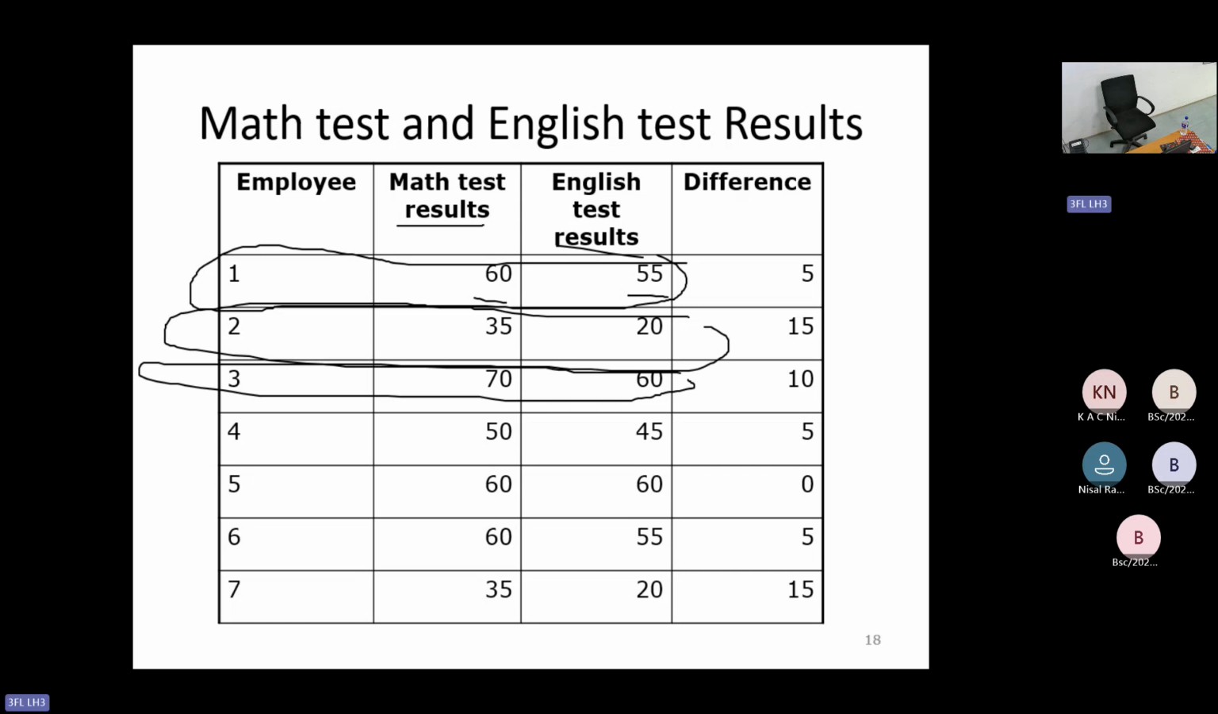Now what we need to see is whether the average English marks are different from the average mathematics marks. But are these two independent groups?